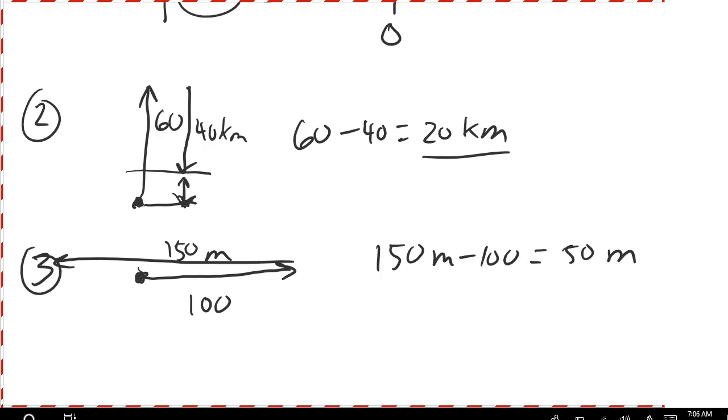But I forgot to mention on the other problems that we need to give a direction. This would be 50 meters backwards. In the previous problem, what is the total displacement for problem 2? It would have been 20 kilometers north.